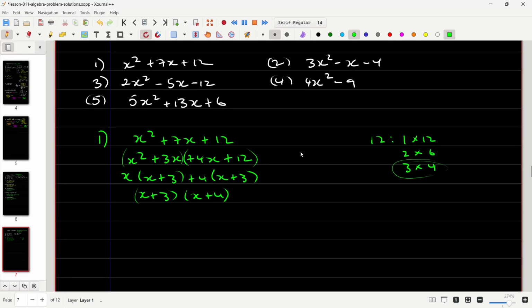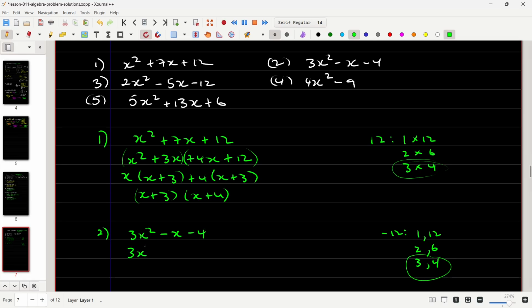Next one, 2, which is 3x squared minus x minus 4. Again, that is negative 12. The factors are 1, 12, 2, 6, 3, 4. And we're looking for a negative 4 when we add. So if I have a negative 1, that means not that one, not 2, 6, but 3, 4. So if I have a negative 4 and a positive 3, it's going to work.